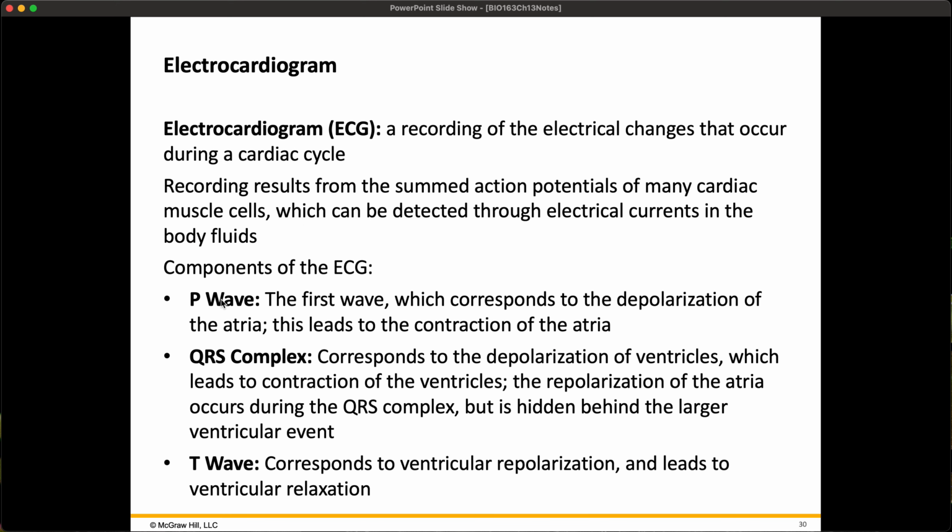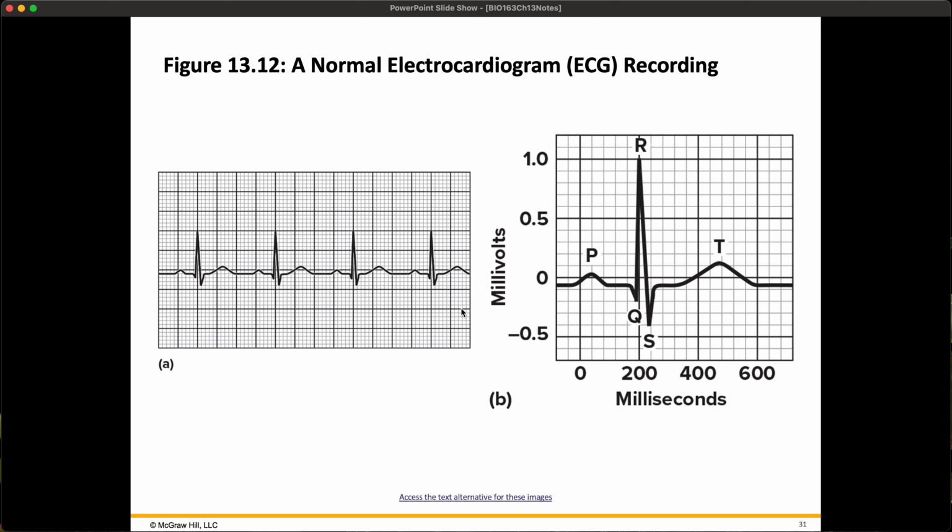Depolarization equals contraction. So the P wave corresponds to depolarization of the atria, which leads to the contraction. Next is the QRS. That's depolarization of the ventricles, so the ventricles contracting. And repolarization of the atria actually happens here, so the atria relax while the ventricles are contracting, but we'll talk about how you don't really see that. Mostly what you see in the QRS complex is the large change in the electrical strength of the ventricles. And the last one is the T wave, which is the ventricles relaxing due to ventricular repolarization.